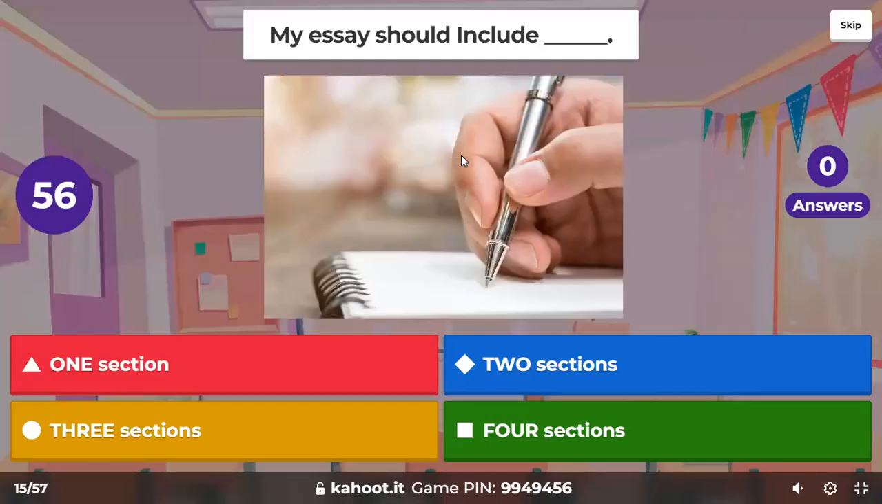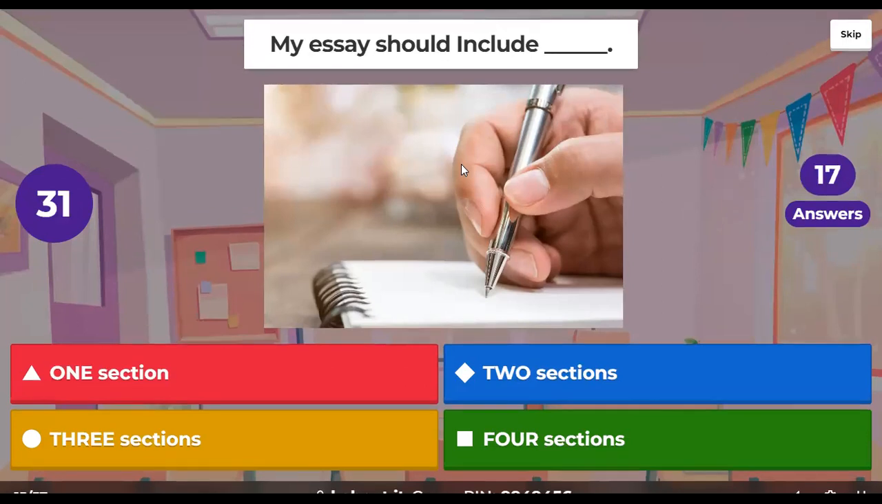Now, my essay should include what? 1 section, 2 sections, 3 sections, 4 sections. Now we're going to study the essay sections. After we have studied the sentences, we will move on to study the essay sections. Hopefully, every one of you can produce simple, compound, complex sentences. It's very important. 4 sections.